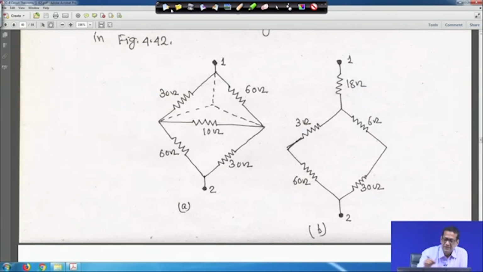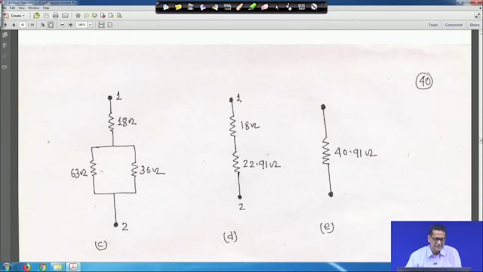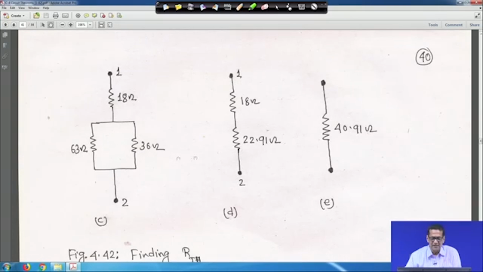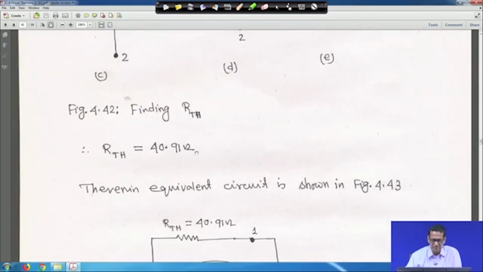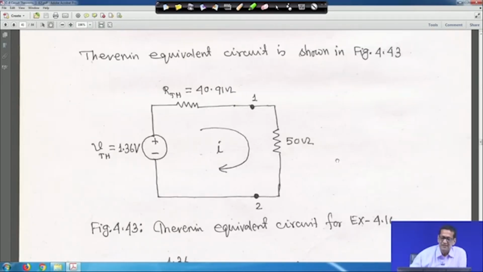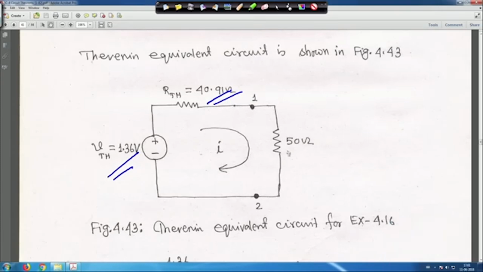So, let me clear it, that is what we have made: 18 ohm, and 63 and 36 are in parallel. So, the equivalent was coming 22.91 along with 18 ohm in series. So, total is 40.91 ohm. Now, R Thevenin is 40.91 and V Thevenin is there. With that you connect now the 50 ohm resistance which was taken off. So, you will get the current, and that is the current flowing through the 50 ohm resistance.